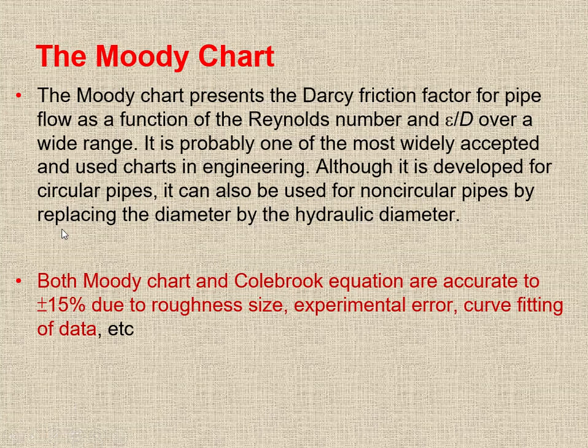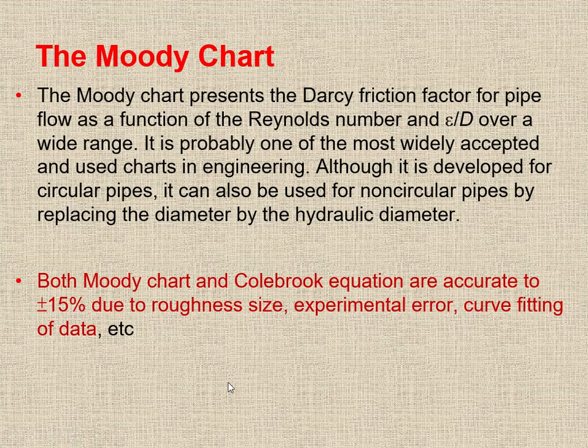The Moody chart presents the Darcy friction factor for pipe flow as a function of Reynolds number and relative roughness over a wide range. It is probably one of the most widely accepted and used charts in engineering. This is basically a chart which is used in the field as well. Although it was developed for circular pipe, it can also be used for non-circular pipe by replacing the diameter with the hydraulic diameter. We know how to convert the cross section into hydraulic diameter.